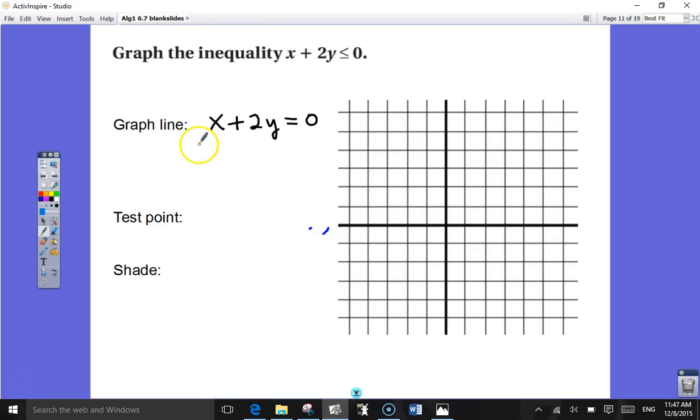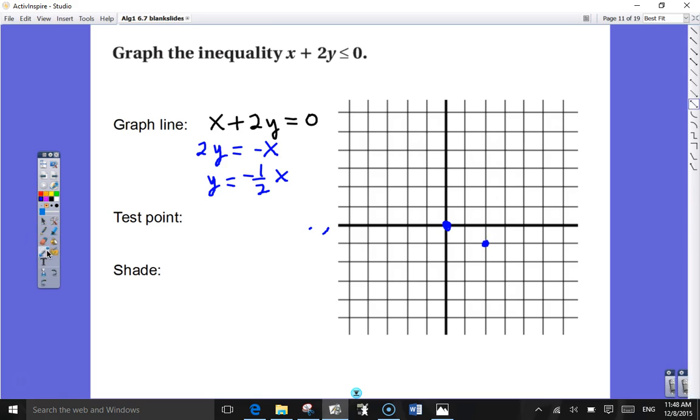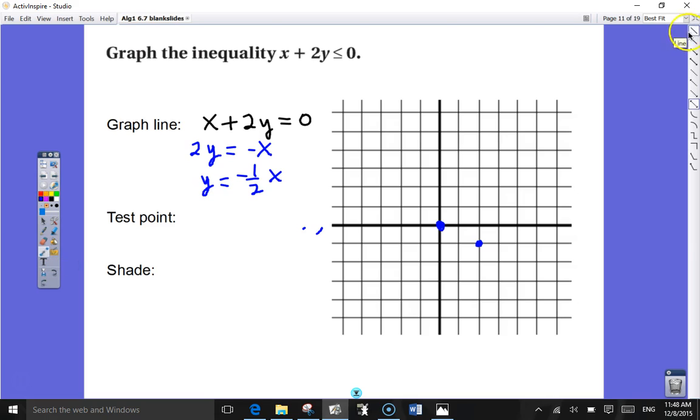Right? This will be 2y equals negative x. Y equals negative 1/2 x. Okay, so what is the y-intercept? 0. What is the slope telling me to do? Down 1, right 2. Should I use a solid or a dashed line? It looks like it's solid. So let me go back here and make that a solid. And look something like that. As long as it needs to be.